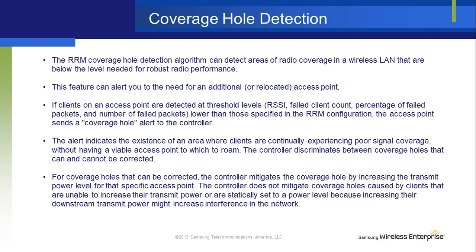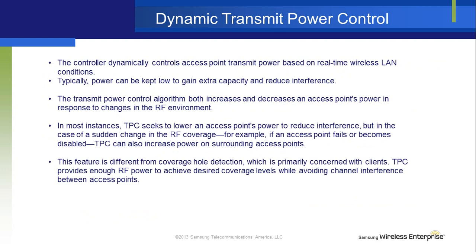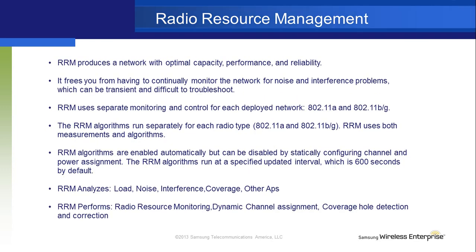Now the controller discriminates between the coverage holes that can and cannot be corrected. For the coverage holes that can be corrected, the controller mitigates the coverage hole by increasing the transmit power level for those specific access points. So for the most part, the dynamic power control feature typically reduces the power of the access point, and it's meant to reduce the power so that there's minimum co-channel interference. But in the case of coverage hole detection, if something like that is detected, it may try to mitigate it by increasing the power level of the access point so that it can provide coverage in that particular area.